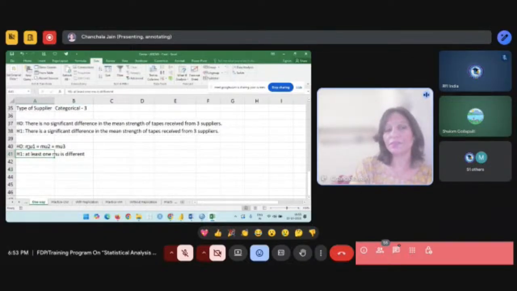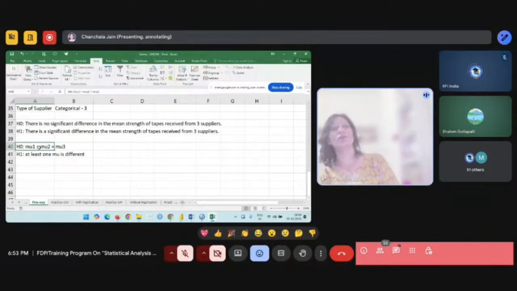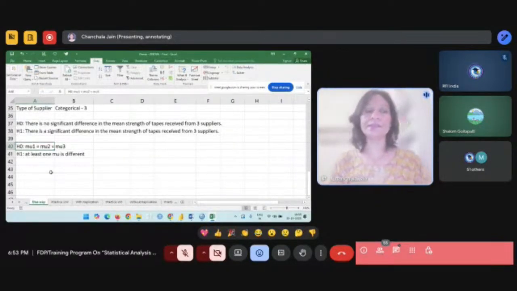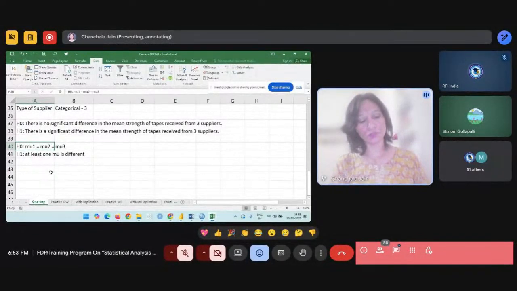Suppose I'm telling you that you are comparing mu1 and mu2, there might be a significant difference existing, meaning you are getting mu1 is not equal to mu2. Further, it is not helping you to tell that mu1 and mu3 are also different, or mu2 and mu3 are also different.